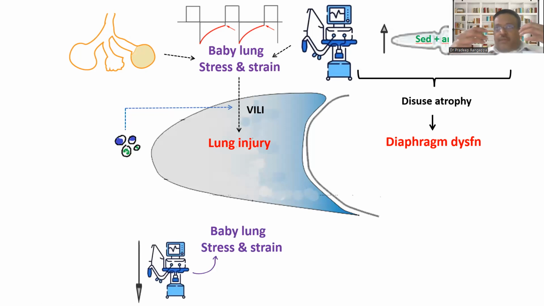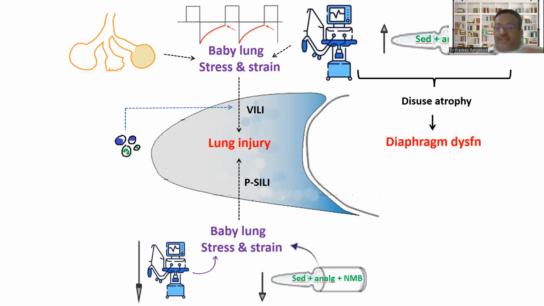Now we have spoken about over ventilating, and it is also shown that under ventilation, if the ventilation you are providing is suboptimal to the patient's need, also produces stress and strain on the baby lung, or if you are not keeping the patient optimally sedated. So too much is bad, little also is bad. That's what this slide is telling. More sedation, more analgesia, more neuromuscular blocker is bad. Under ventilation, under sedation, or under analgesia also produces stress and strain on the baby lung. And this leads to a concept called self-induced lung injury, or patient self-inflicted lung injury, P-SILI.